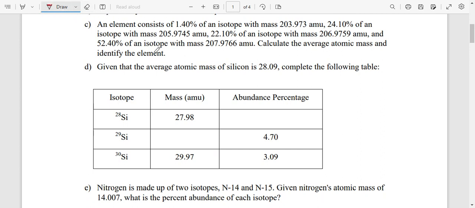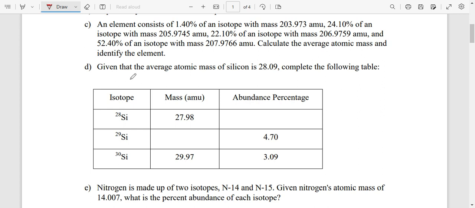Part 3. An element consists of 1.40% of an isotope with mass 203.973 atomic mass units, 24.1% of an isotope with a mass of 205.9745 atomic mass units, 22.10% of an isotope with a mass of 206.9759 atomic mass units, and then you have got the 52% with that mass. We want to calculate the average atomic mass.